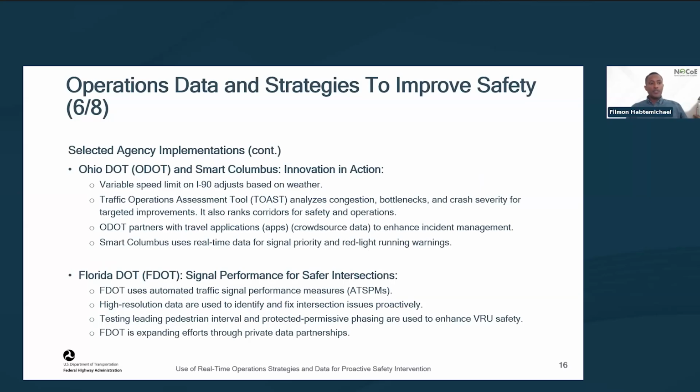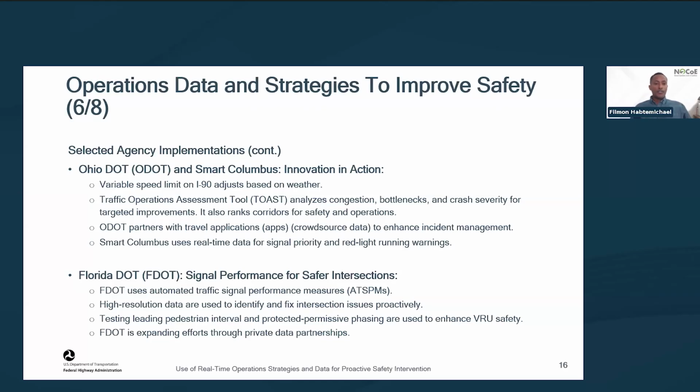We also spoke with the Ohio Department of Transportation and Smart Columbus. They are implementing a number of innovative actions. For example, Ohio DOT already has a variable speed limit that adjusts based on inclement weather conditions, especially up north in Ohio. It gets a lot of snow, so they have this weather responsive variable speed limit.